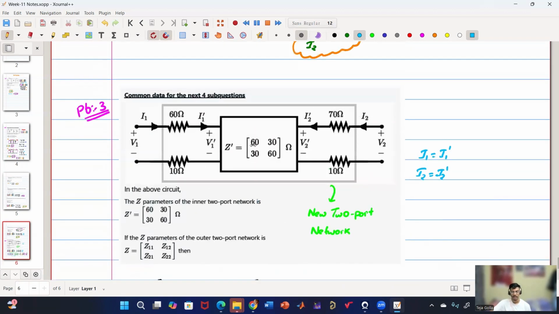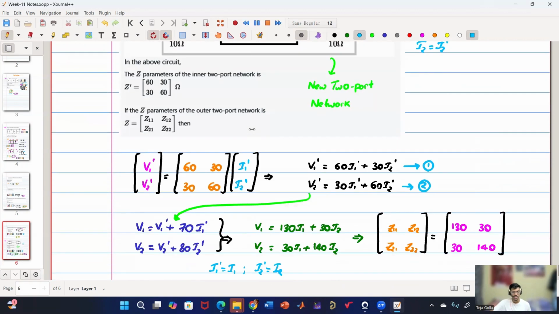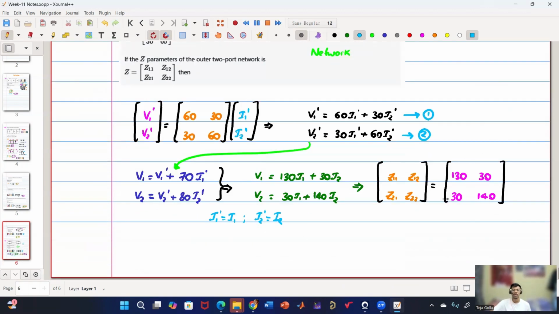The same thing can be framed in a different way, and they can also ask for the Y parameters of the outer two-port network. But don't start with the Y parameters. Start by solving for the Z parameters, and now you can calculate the Y parameters, because we should always choose the path which is easier and which will reduce the calculations drastically. So this concludes our week 11. If you have any questions, you can ask, else we can wind this session up.